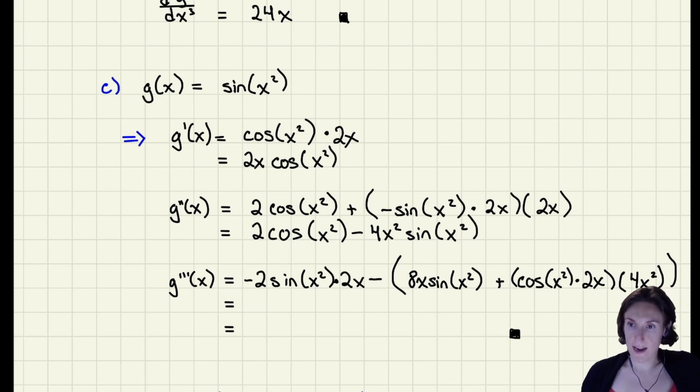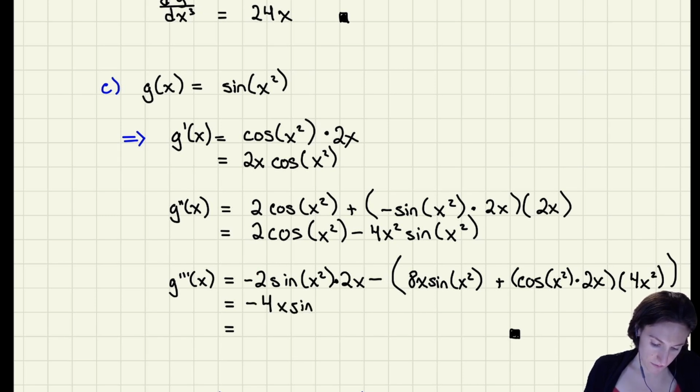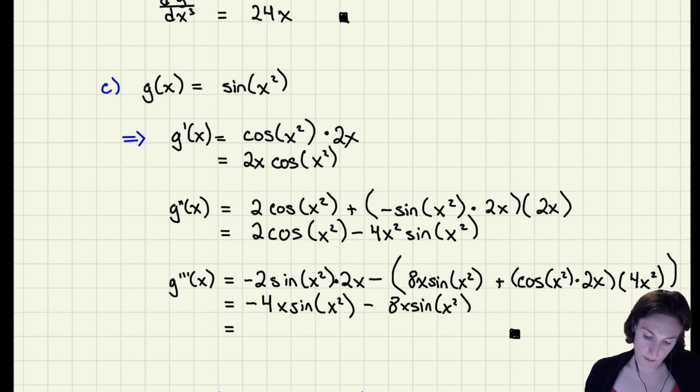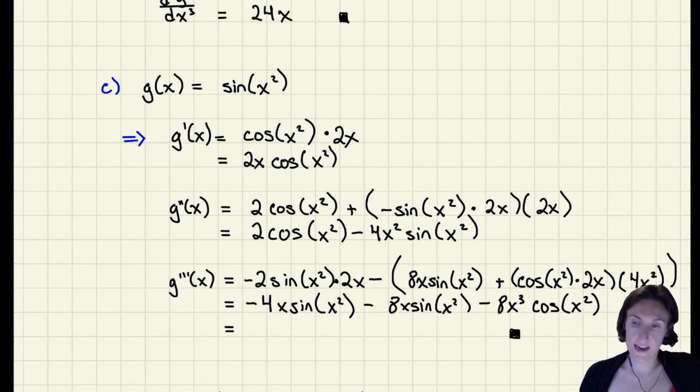And now let's see what I have here. So now for my first term, I'm going to bring the 2x up and multiply it by the negative 2. So I have negative 4x sine x squared minus 8x sine x squared. Now minus distributes, so I'm going to minus. I'm going to bring the 2x and the 4x squared up front and multiply them together. So that will give me an 8x cubed, and then that's cos x squared.